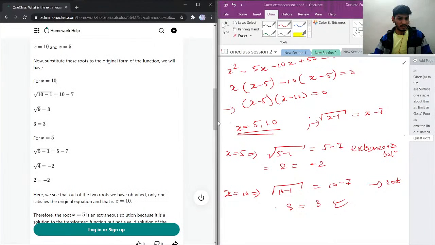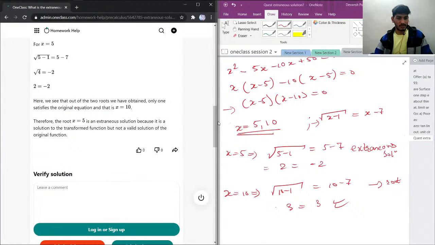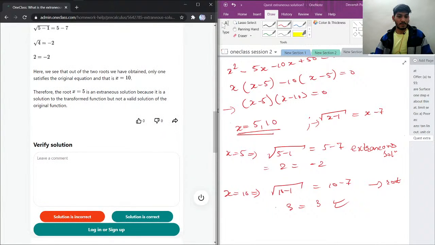So 10 minus 7 is 3, and 3 equals 3, but 2 is not equal to negative 2. So here we can see that out of two roots we have obtained, only one satisfies the original equation, and that is x equals 10. Therefore the root x equals 5 is an extraneous solution because it is a solution to the transformed function but not a valid solution to the original function. Again, the solution given here is correct. Great job.